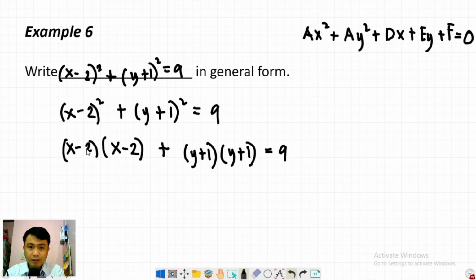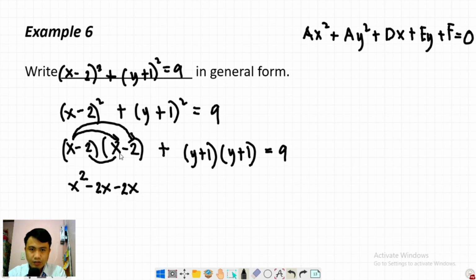Okay? And then, FOIL method, x times x is x² kasi may 1 dyan, may 1 na exponent dun si x, 1 plus 1, that is 2. And x times negative 2, that is negative 2x. Negative 2 times x, negative 2x also. Negative 2 times negative 2 is positive 4. Okay, doon naman tayo sa kabila.